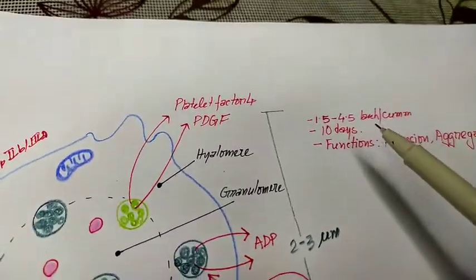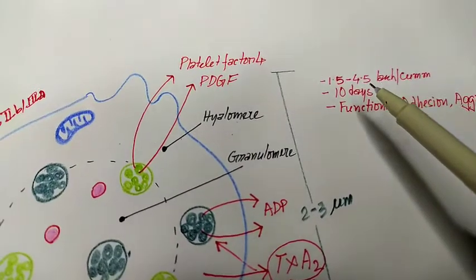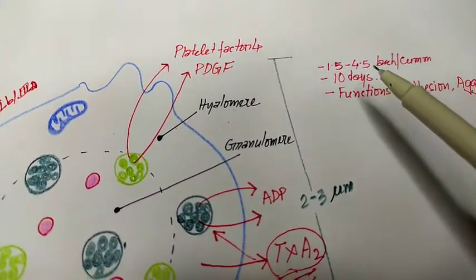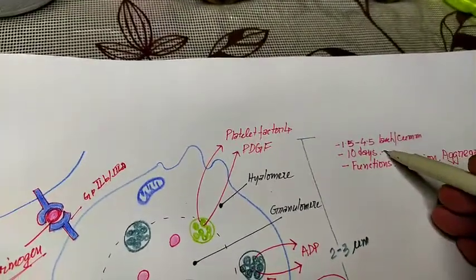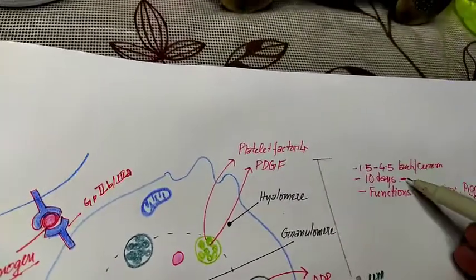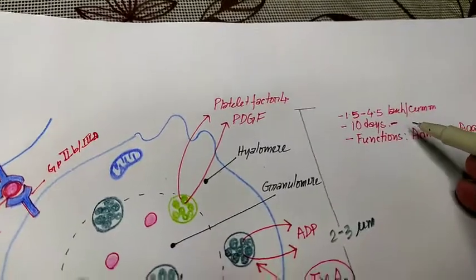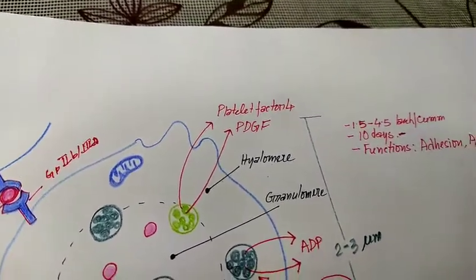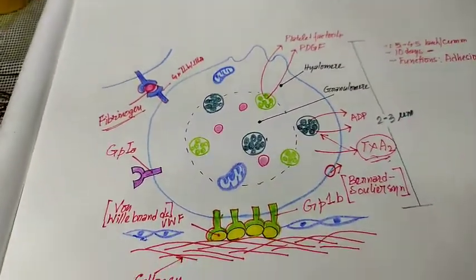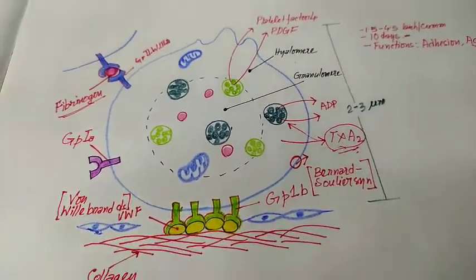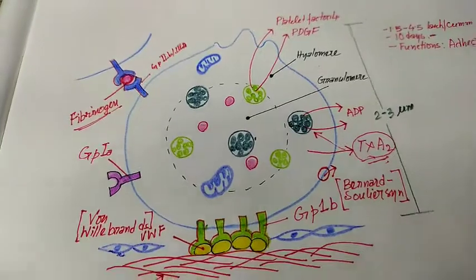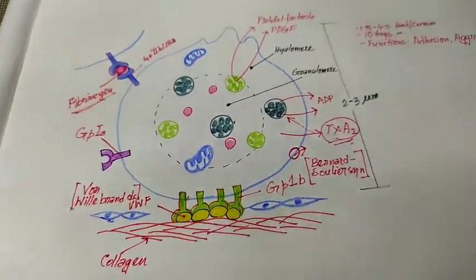Now the normal count of platelet in peripheral blood is around 1.5 to 4.5 lakh per cubic millimeter, and the average stay in the peripheral blood for a platelet is on an average 10 days. So this is the basic structure of platelet, and this is the process of adhesion along with aggregation and platelet activation. Okay, that's it for now.